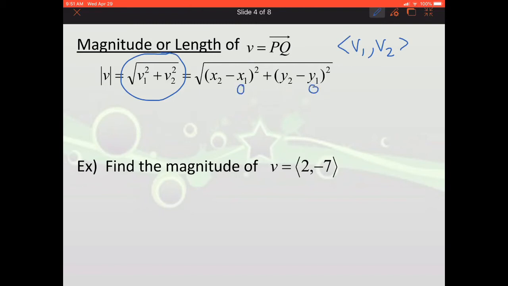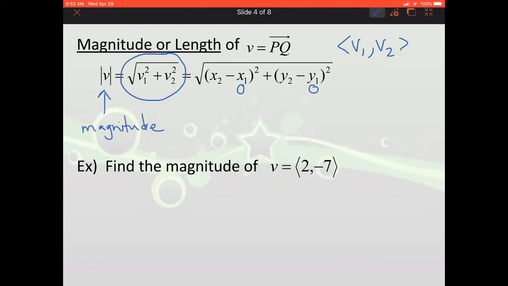Now, if you have a directed line segment, then by all means use the distance formula. I do want to point out that this looks like the absolute value of v. Technically that's what those symbols are, but that's really the magnitude. So if you see those symbols, we're talking about the magnitude.